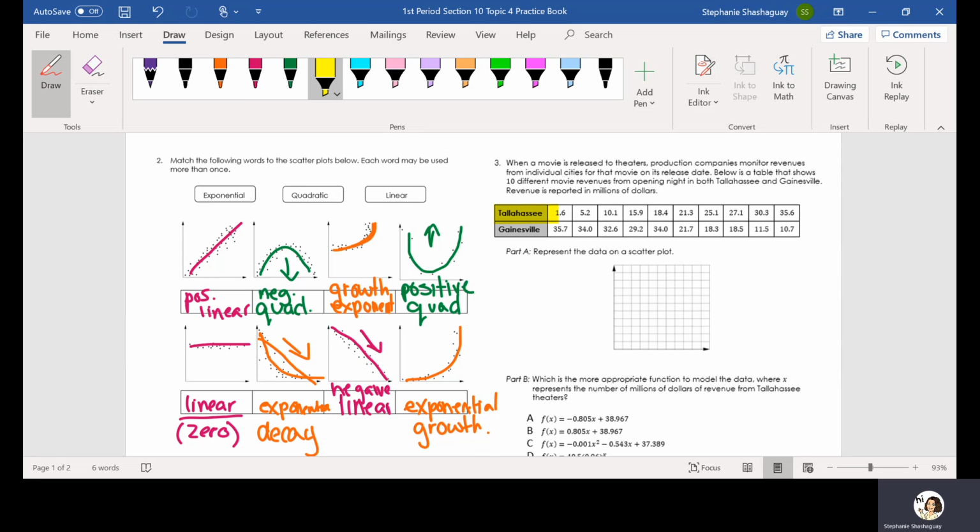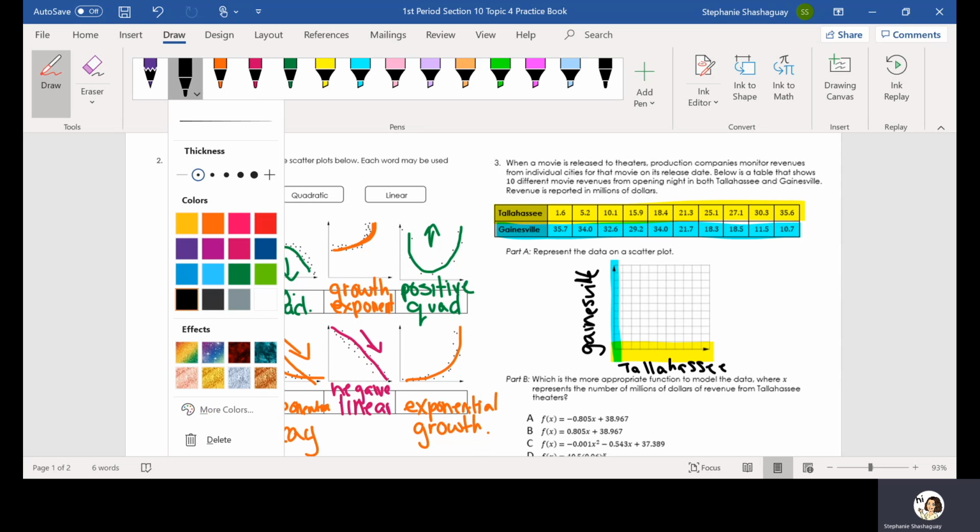Well, I'm going to put Tallahassee here on my x-axis, and I'm going to do Gainesville on my y-axis. Okay, and I'm going to label it as such. So I'm going to put Gainesville here. There's 2 L's in Gainesville. And Tallahassee here. All right.